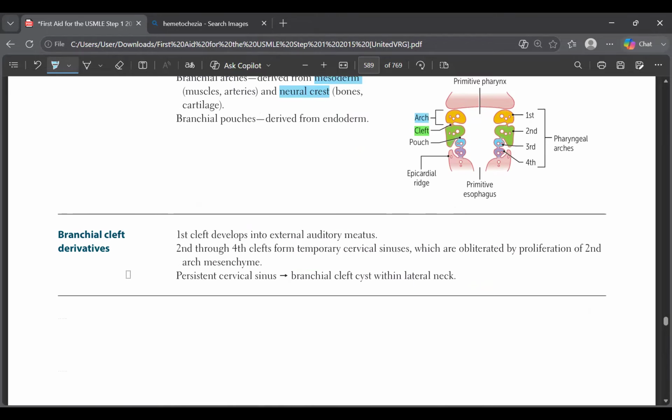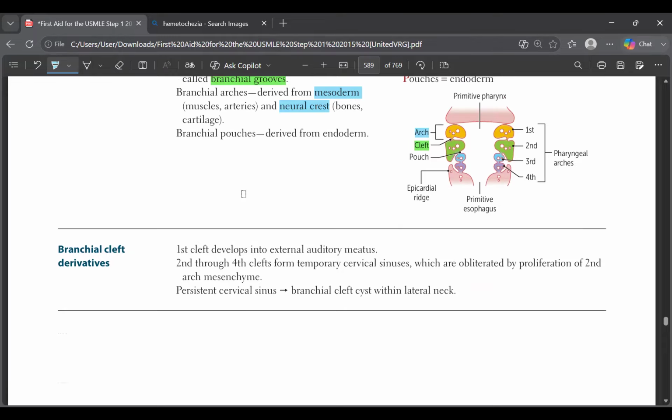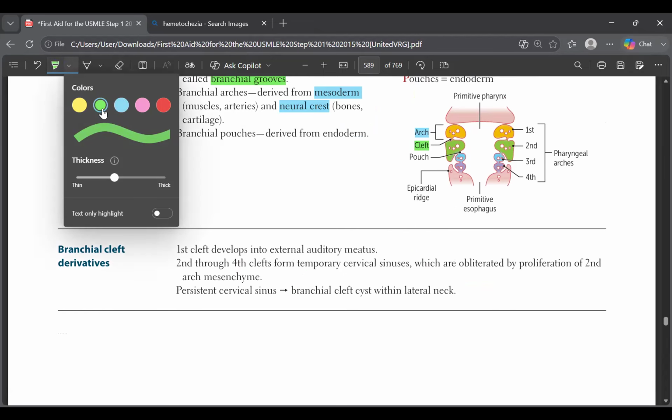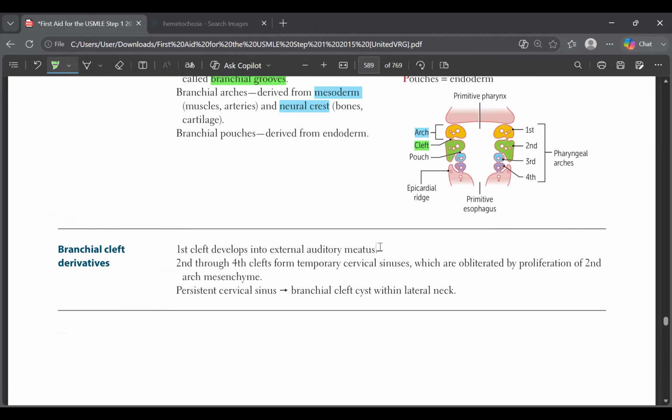Okay. So branchial cleft derivatives. First cleft develops into the external auditory meatus. So this portion develops into the external auditory meatus. Second to fourth clefts form temporary cervical sinuses, which are obliterated by proliferation of second arch mesenchyme. Persistent cervical sinus is the branchial cleft cyst in the lateral neck. Right. So the first forms the external auditory meatus, and second to fourth form temporary cervical sinuses, which are obliterated, and if they persist, they can cause branchial cleft cysts in the lateral neck.